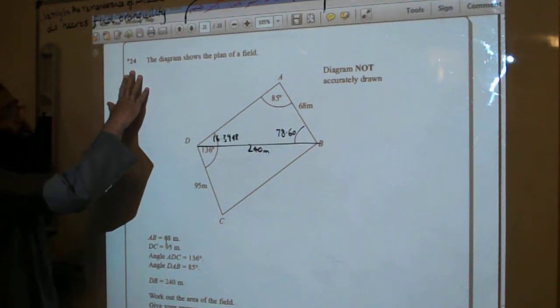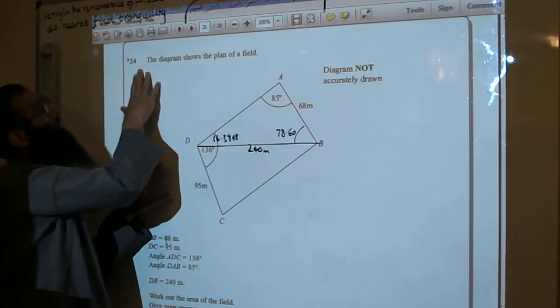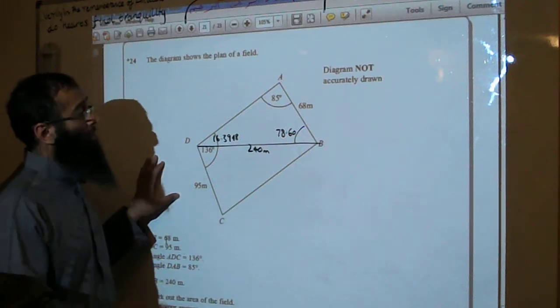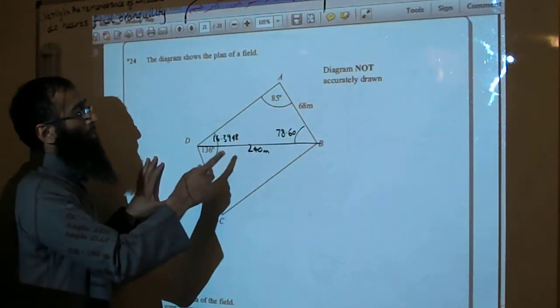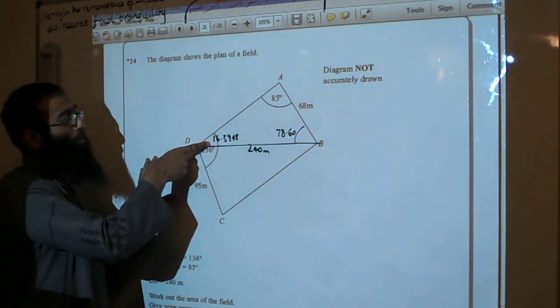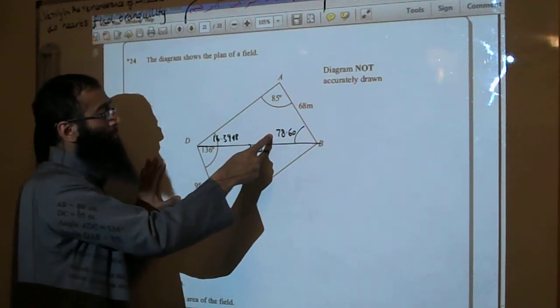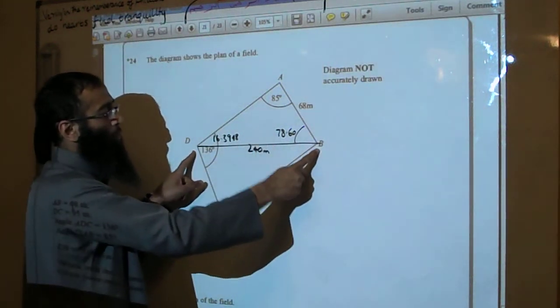We're looking at question number 24. This is as far as we got in the previous video, where we ran out of video space. We're just restarting now. In the previous part we worked out this angle, which is 16.398. That was the last part of the video. This length was given to us as 240.